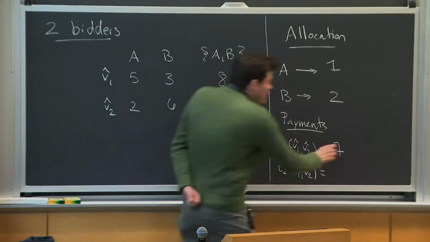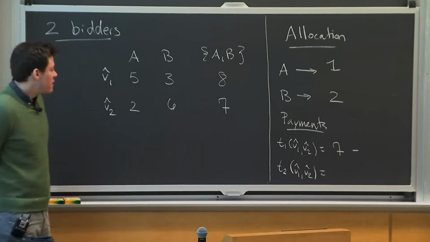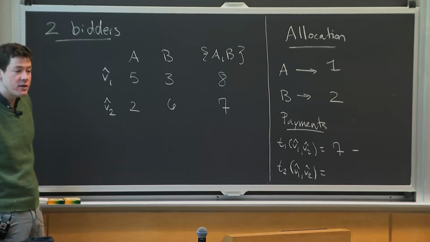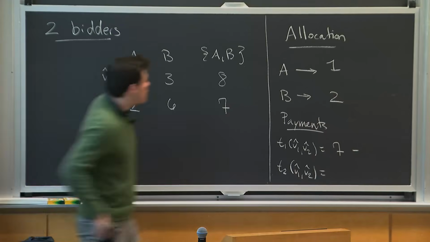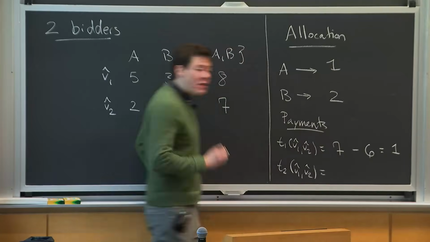Now we want to subtract from that how well bidder 2 actually does. How well does bidder 2 actually do under the given allocation? What's their actual valuation? 6, right? So we subtract 6, and we get 1. So this is the payment that bidder 1 is asked to make.